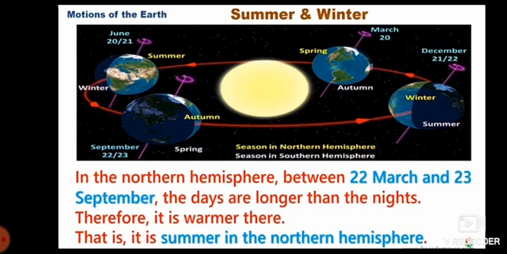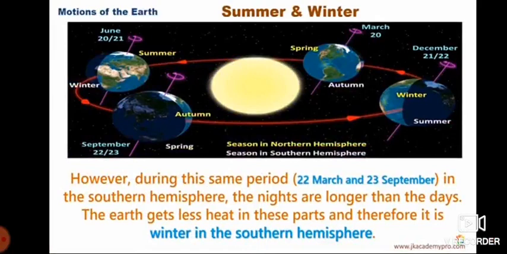Did you understand? But however, during this same period, what is the period? Yes, 22nd March and 23rd September, in the southern hemisphere the nights are longer than the days. It happens opposite at the same time. See, just keep in mind the date. What is the date? 22nd March to 23rd September.